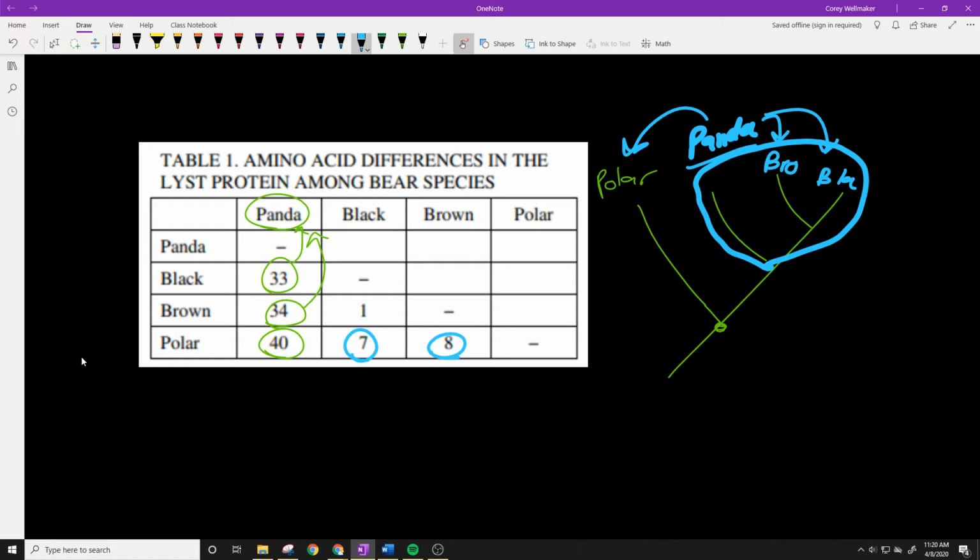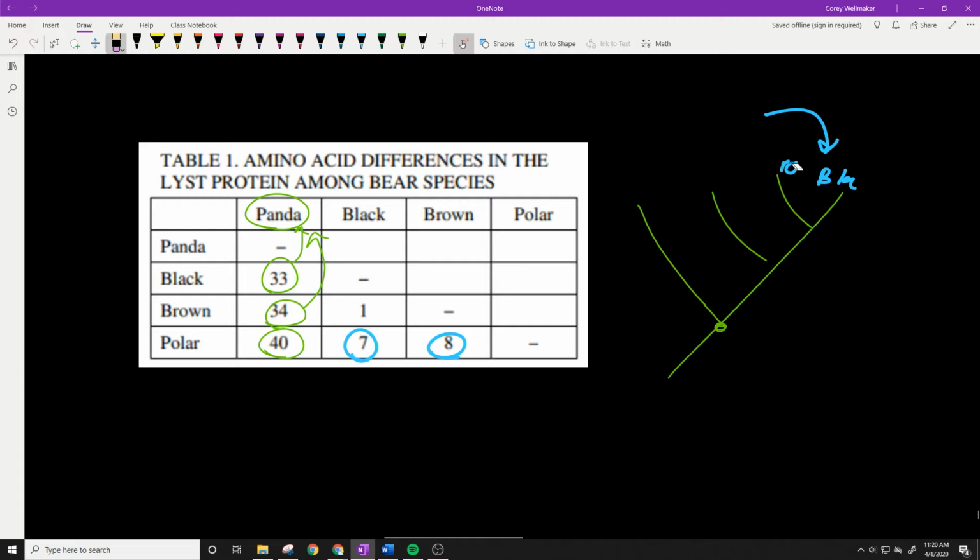Oh, okay, hang on. I meant from left to right: panda, black bear, brown bear. Oh, okay, sorry. So you agree that panda goes on the outside, which I think is a good placement, right? Because it's very, very different. So left to right: panda, black, brown, polar.